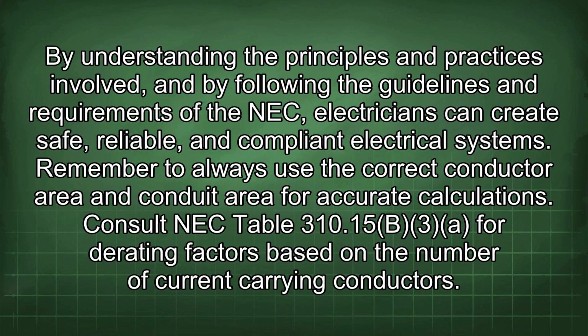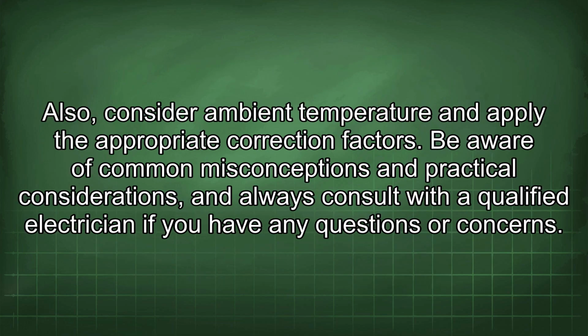By understanding the principles and practices involved, and by following the guidelines and requirements of the NEC, electricians can create safe, reliable, and compliant electrical systems. Remember to always use the correct conductor area and conduit area for accurate calculations. Consult NEC Table 310.15(B)(3) for derating factors based on the number of current-carrying conductors. Also, consider ambient temperature and apply the appropriate correction factors. Be aware of common misconceptions and practical considerations, and always consult with a qualified electrician if you have any questions or concerns.